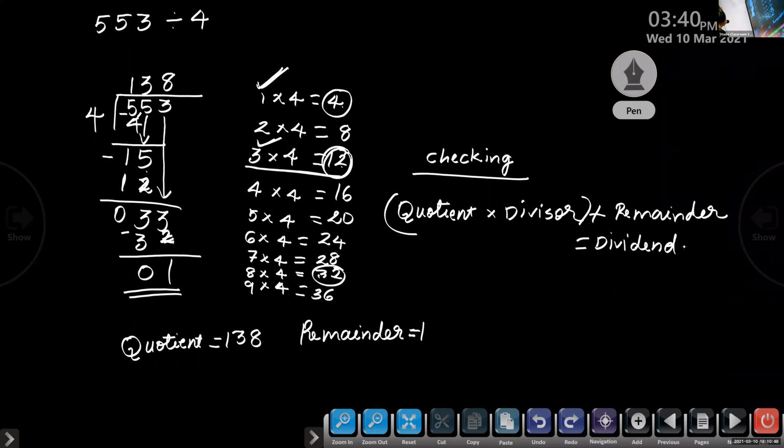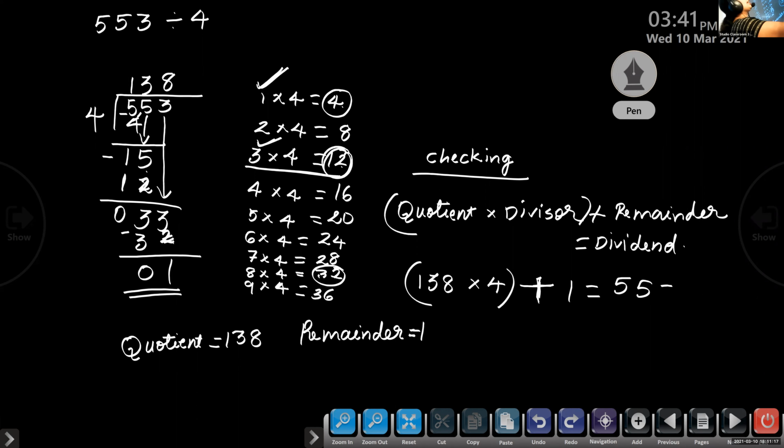Here, which is the quotient in this problem? 138 is the quotient, and which is the divisor? 4 is the divisor. Others also please respond. What is the remainder then? 1. Plus 1 equal to dividend. In this question, which is the dividend? Dividend is 553. So, we don't want to do anything with the right side part. You only want to do the calculation on the left side.